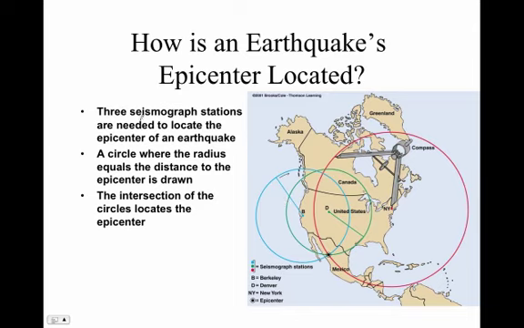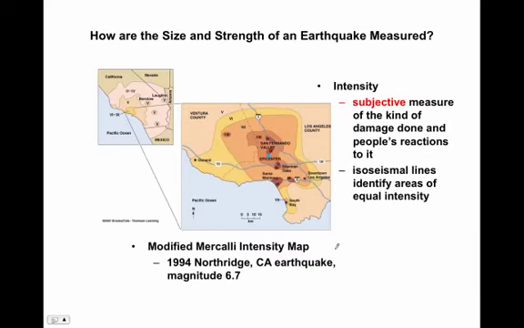Three seismograph stations are needed to locate the epicenter, and so we draw a circle where the radius equals the distance to the epicenter, and then we make three circles, 1, 2, 3, and where they all intersect will tell us where the epicenter was.